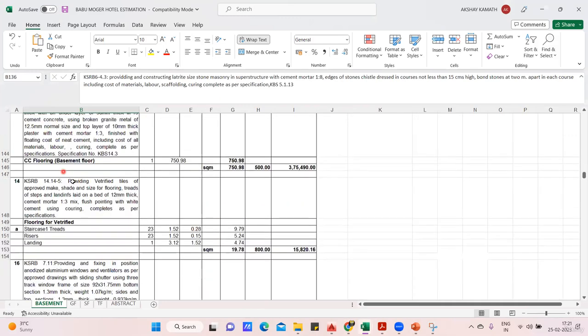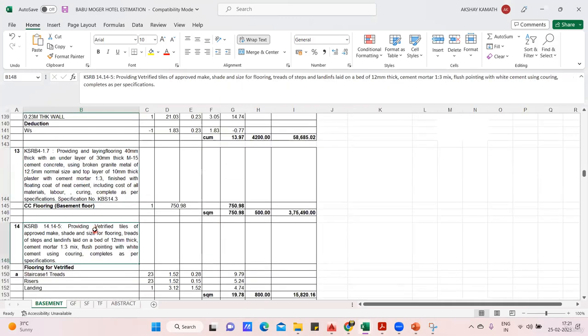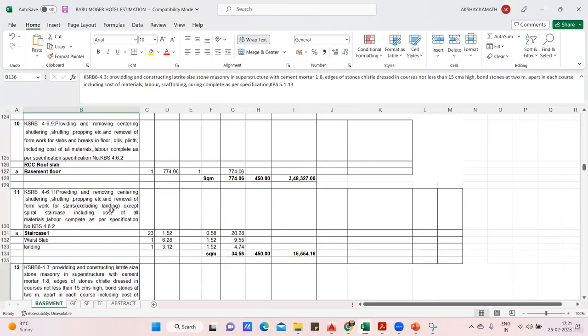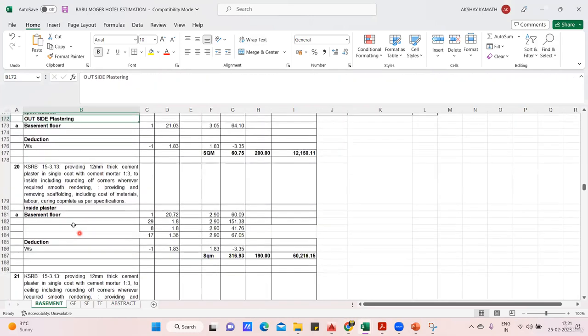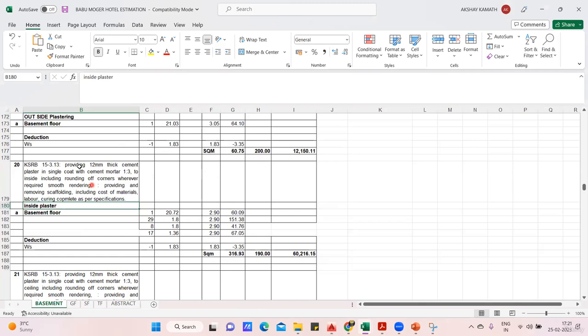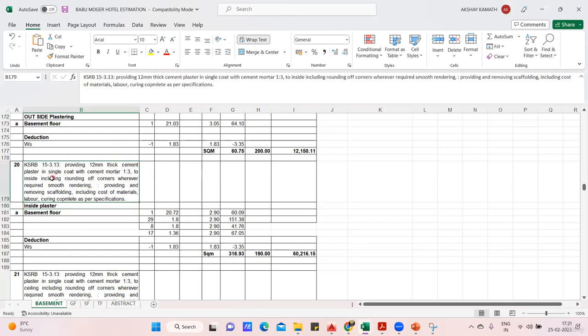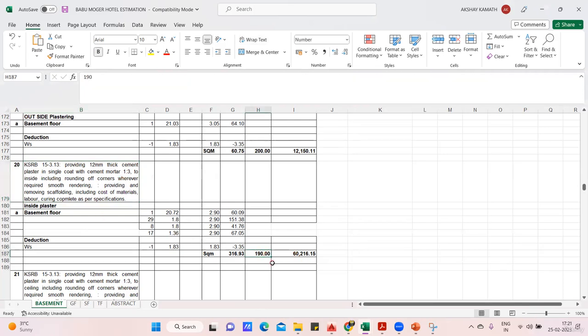So coming to this is flooring, plastering. Plastering should be somewhere here. Okay. This is outside plastering they have done. Inside plastering. See, this is inside plastering. Providing 12 mm thick cement plaster in single coat. Here they have taken ratio 1:3. Okay. But it's telling the rate to be 190 rupees per square meter.